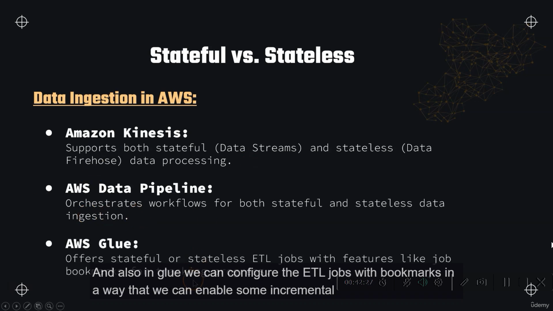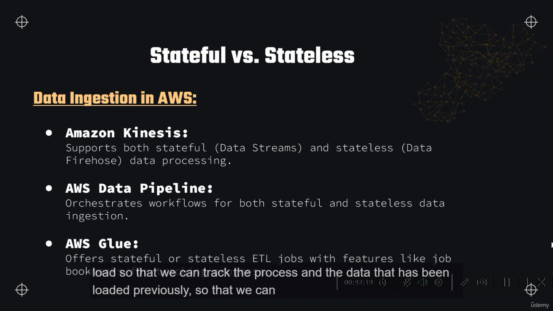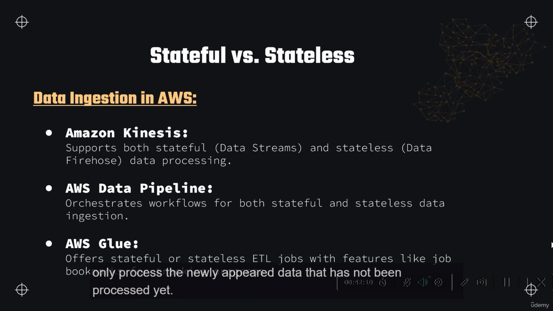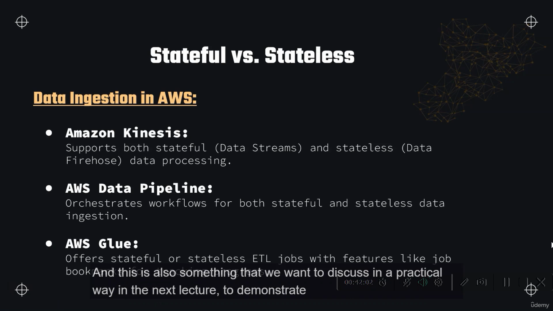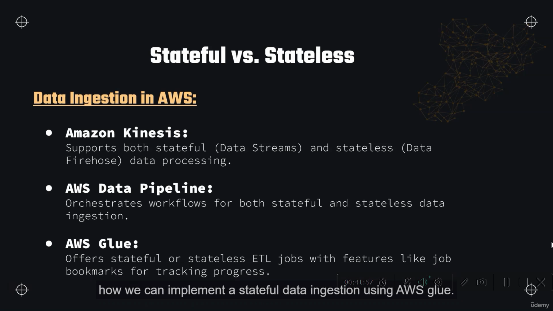And also in Glue, we can configure the ETL jobs with bookmarks in a way that we can enable incremental load, so that we can track the process and the data that has been loaded previously, so that we can only process the newly appeared data that has not been processed yet. This is something that we can do by using bookmarks, and this is also something that we want to discuss in a practical way in the next lecture to demonstrate how we can implement a stateful data ingestion using AWS Glue. So that's what we want to do in the next lecture.